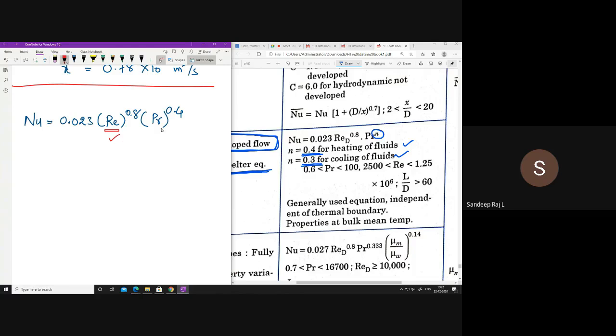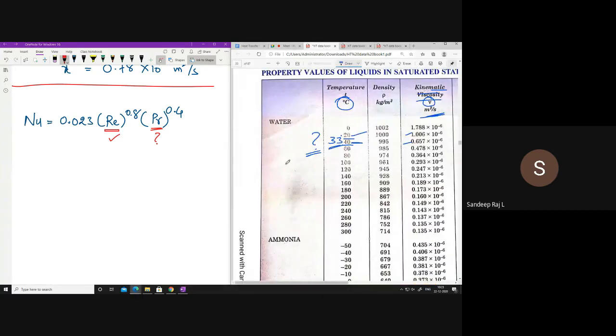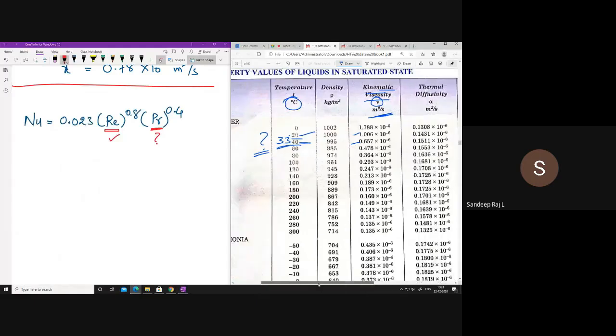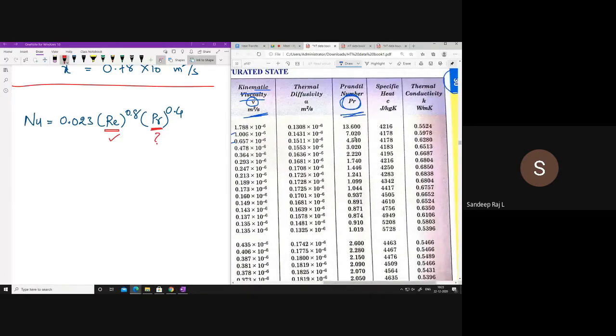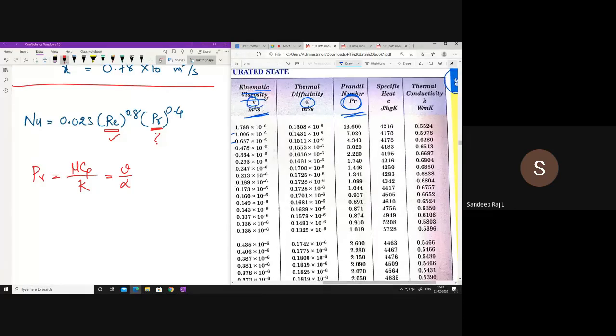In this equation, you have already found Re. Coming to Prandtl, you don't have it with you, so you have to get it from the property values in the data book. The easy thing with the Prandtl number is that it's directly available in the data book. The Prandtl number formula is Pr equals mu Cp by K, or nu by alpha. Anyway, it is available directly, so you need not do all these things separately. So directly interpolate.